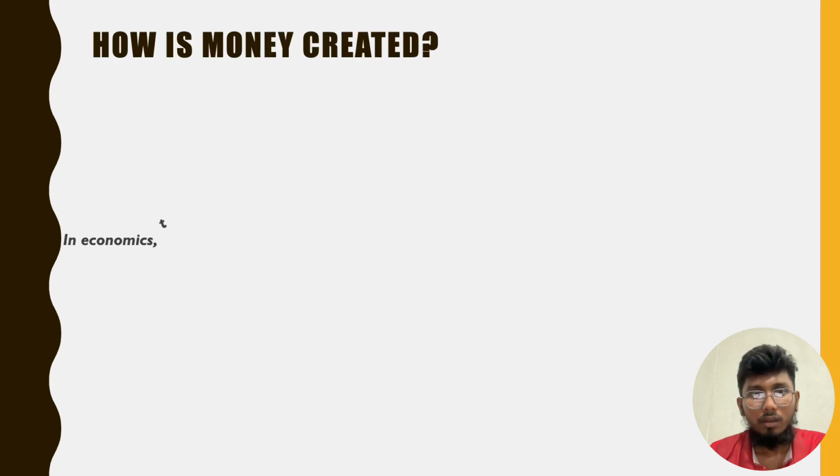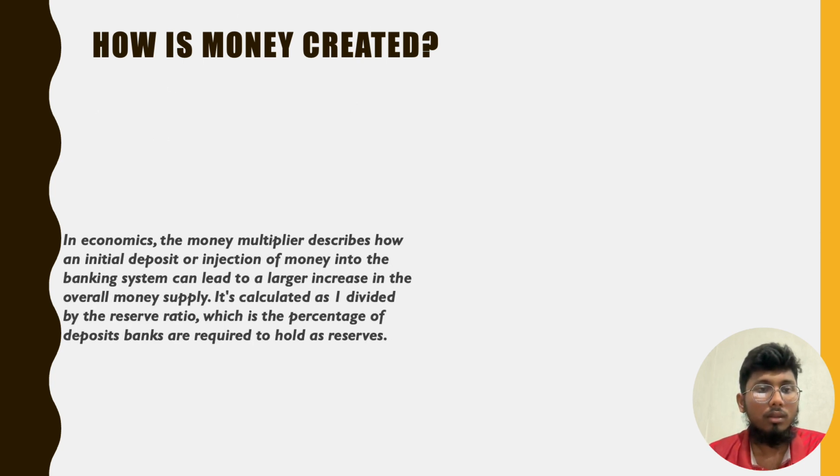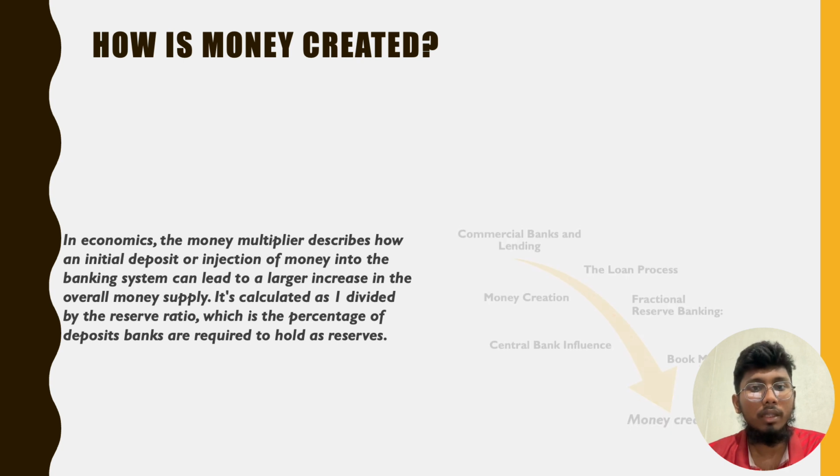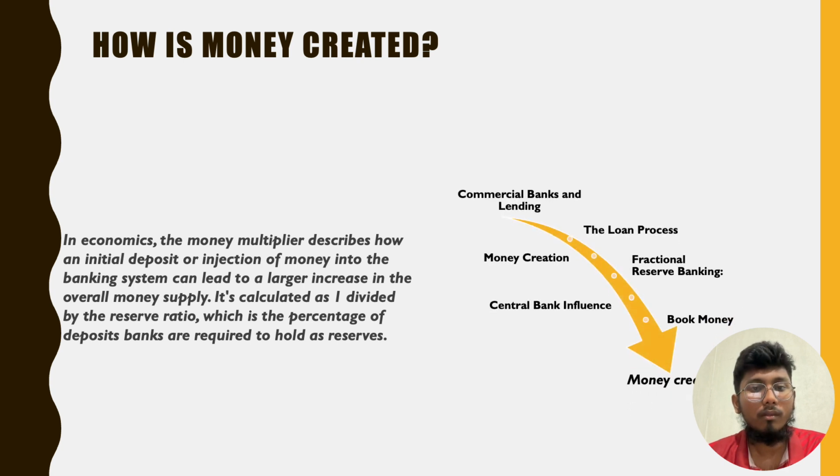Then we will try to know how money is created. In economics, the money multiplier describes how an initial deposit or injection of money into the banking system can lead to a larger increase in the overall money supply. It's calculated as 1 divided by the reserve ratio, which is the percentage of deposits banks are required to hold as reserves. We can understand this properly by this animation.